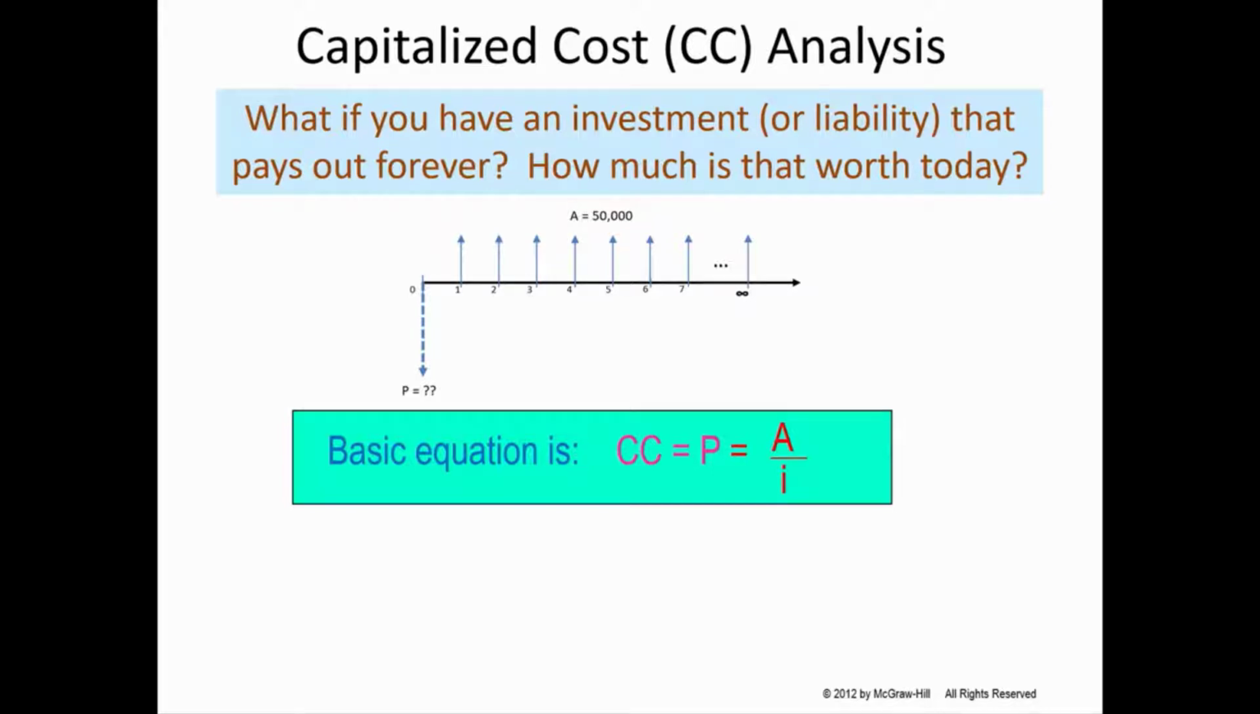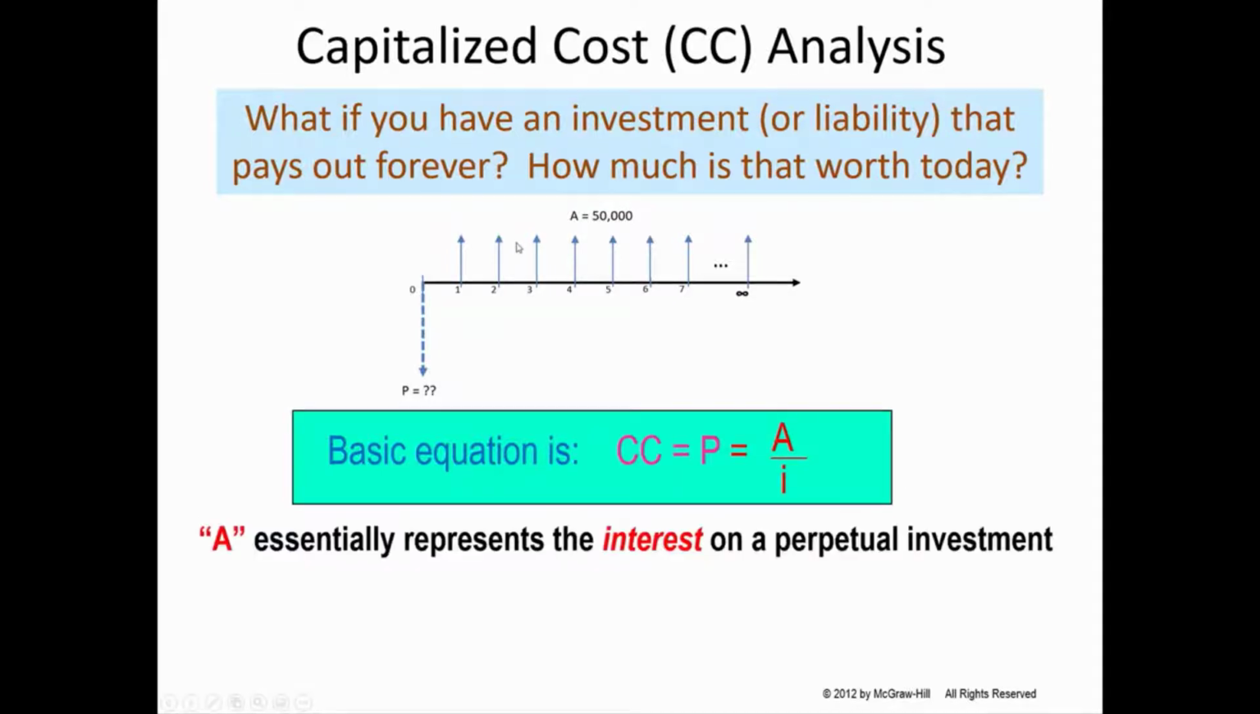Well, the equation for capitalized cost analysis is simply that you would divide the annual amount by the applicable interest rate. So in this case, if we said that we know the A is going to be $50,000 each year, then that is essentially just the interest on the initial amount that was deposited.